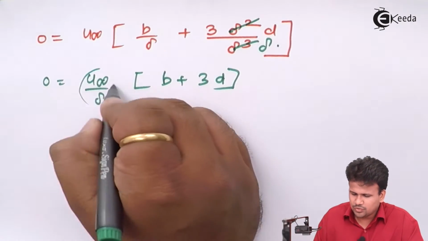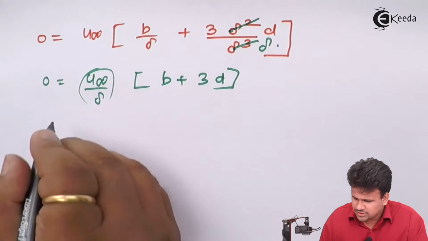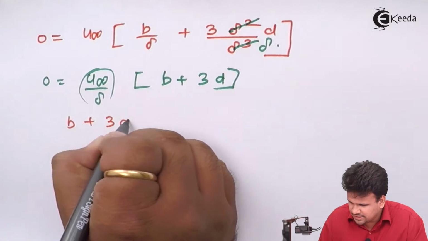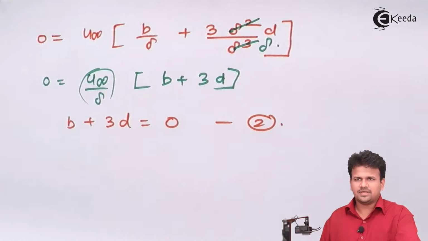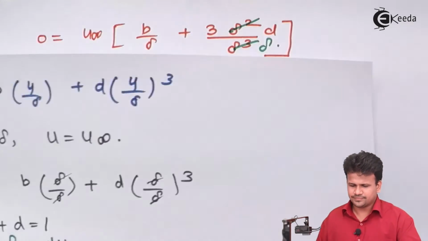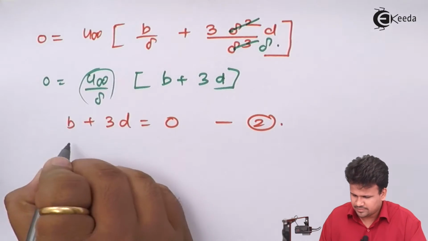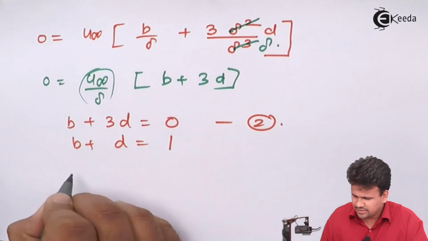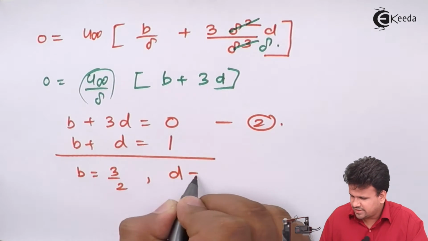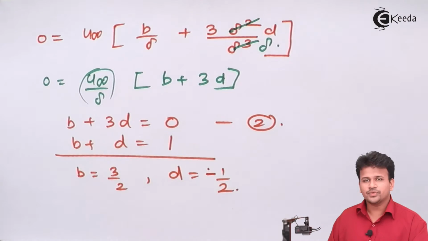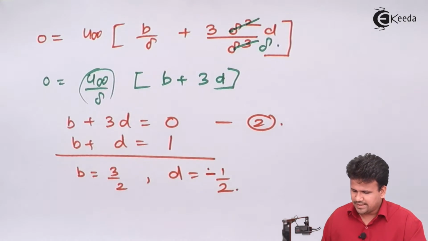Over here u infinity and delta can never tend to 0, but this constants part can be equal to 0. So b plus 3d is equal to 0. We have got this as equation number 2. Previously we got equation number 1 as b plus d equals 1. If we solve these two equations simultaneously, we'll get the value of b equal to 3 by 2 and the value of d equal to minus 1 by 2.